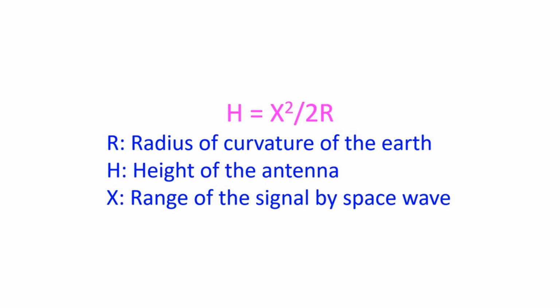If the receiving antenna is also at a significant height, the range is expected to be more. Yet, you should remember that r in the denominator is the radius of curvature of the Earth, which is quite large in comparison to the height of the antenna.